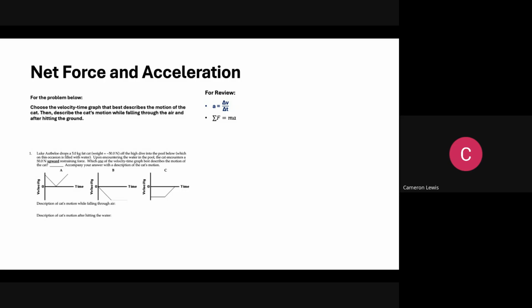So Luke got a cat, drops the cat, fat cat, off a diving board. High dive into the pool, right? Upon encountering the water in the pool, the cat encounters a 50 newton upward restraining force. So when a cat hits the water, it feels an initial 50 newton upward restraining force. Which one of the velocity time graphs best describes the motion of the cat? So now let's think about it, right? The cat's 5 kilograms, which is about 50 newtons, right?